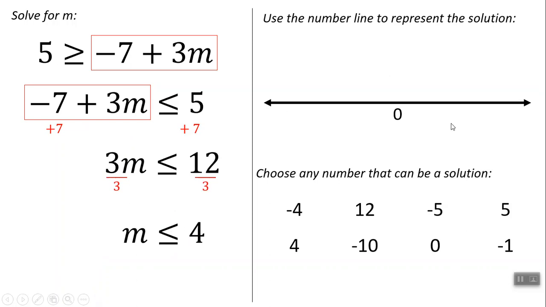When we graph our solution, we're going to put our 4 on the number line. And this time, since it has the or equal to, it's going to be a solid dot over 4, meaning 4 is allowed as a solution. And it's going to go to the left.